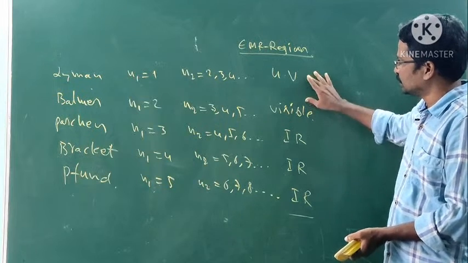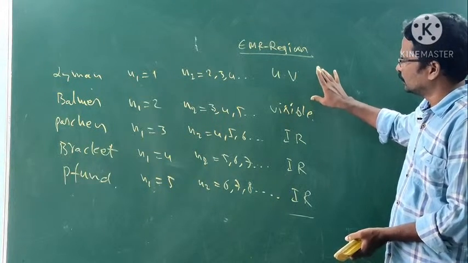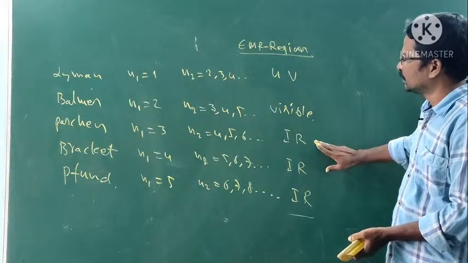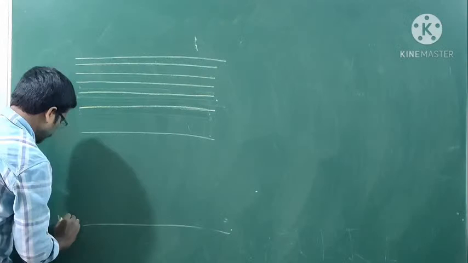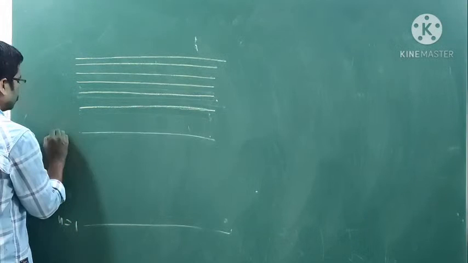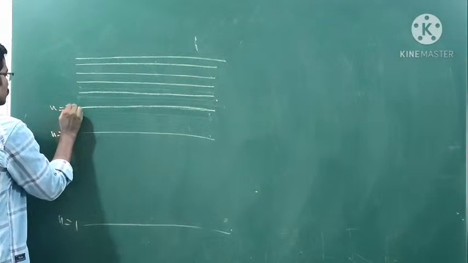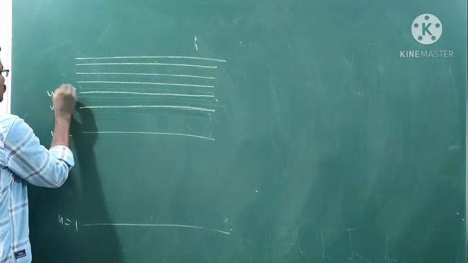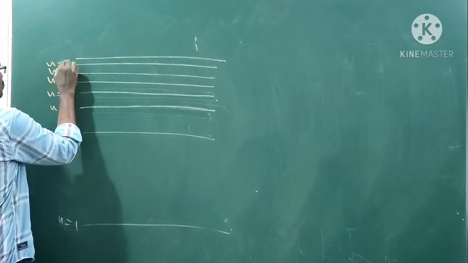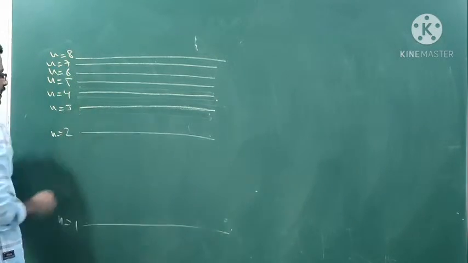Okay, these are the radiations they passed into the samples. The region means Lyman passed the UV radiation, Balmer passed the visible radiation, Paschen passed IR. n equal to 1, n equal to 2, n equal to 3, n equal to 4, n equal to 5, n equal to 6, n equal to 7, n equal to 8. The lines are.